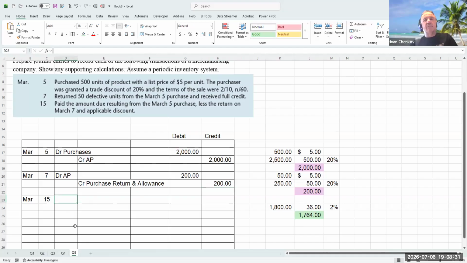Once we do this, on May 15, now we're gonna start paying. We're still gonna pay 1,764, and we're still gonna close the debit accounts payable with 1,800. But now cash is gonna stay the cash. Credit is gonna stay cash, 1,764. But now the $36, they're gonna go to new account. That would be credit, purchase discount.